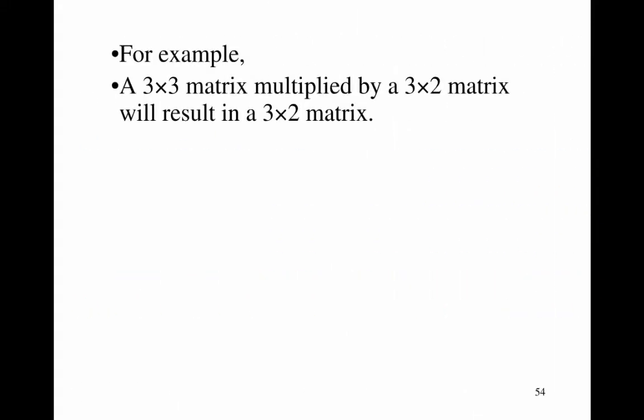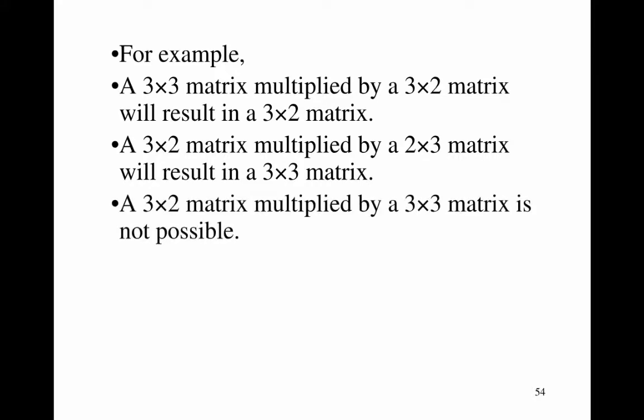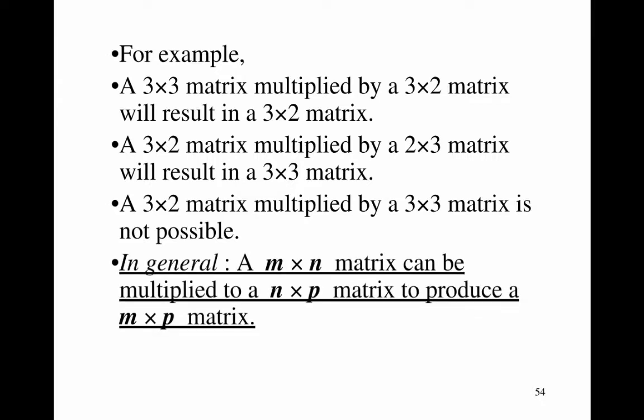A 3 by 3 matrix multiplied by a 3 by 2 matrix will result in a 3 by 2 matrix. A 3 by 2 multiplied by a 2 by 3 will end up with a 3 by 3, and a 3 by 2 multiplied by a 3 by 3 is not possible because, in general, an M by N matrix can only be multiplied by an N by P matrix to produce an M by P matrix, meaning that N has to be the same in both matrices.